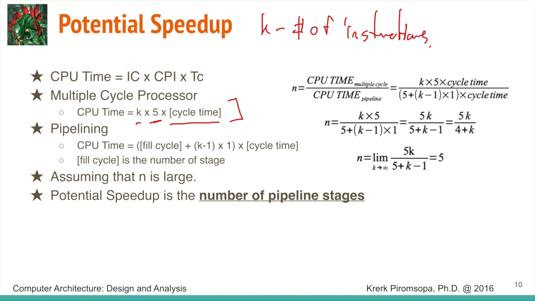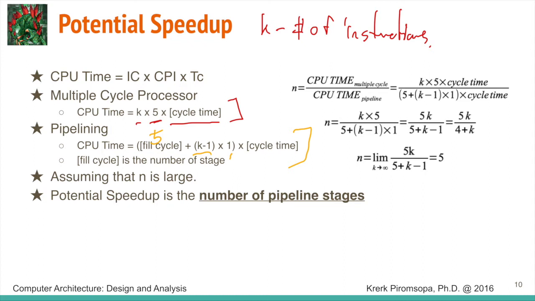For the pipeline, you would need to first fill the pipeline. That would equal the number of pipeline stages, assuming that we have 5 stages of pipeline. After you fill the pipeline, there would be k minus 1 instructions to finish. Each instruction would use 1 cycle. So this would be the CPU time of the pipelining processor.